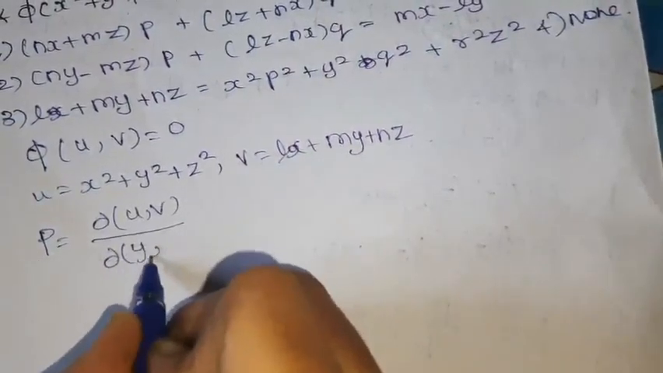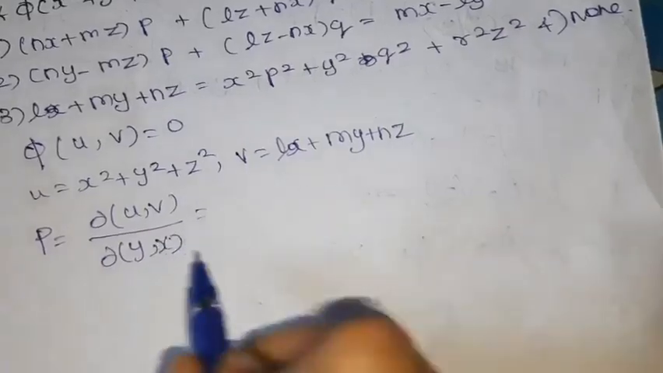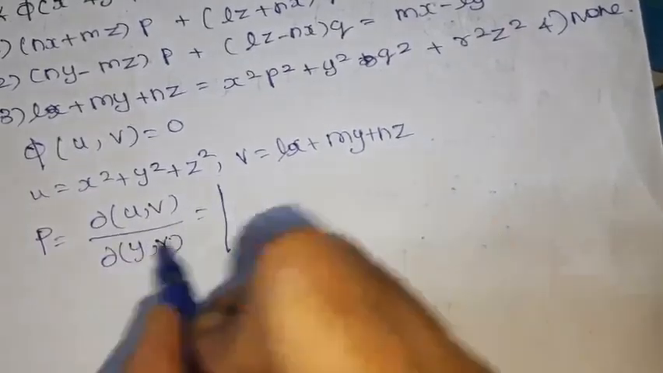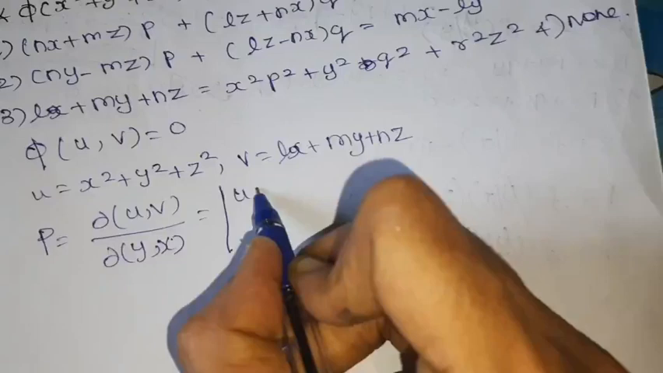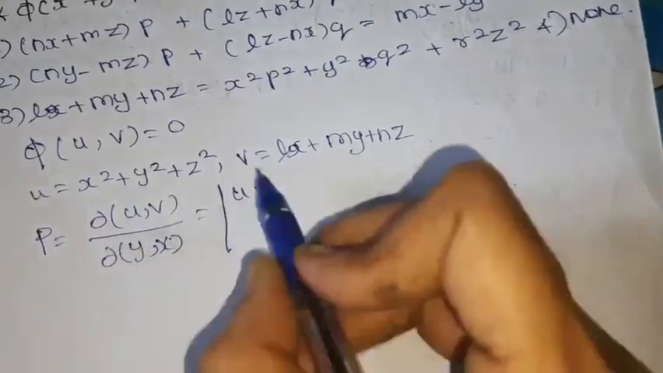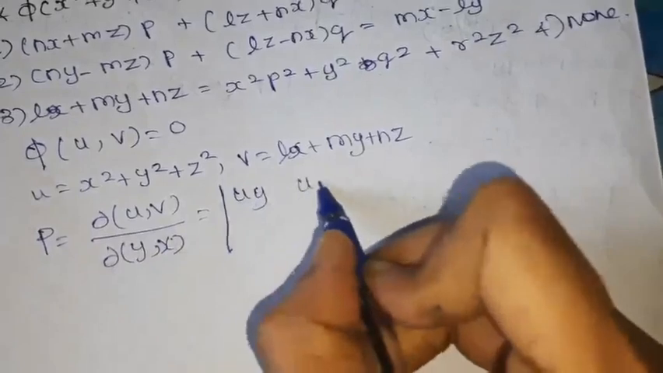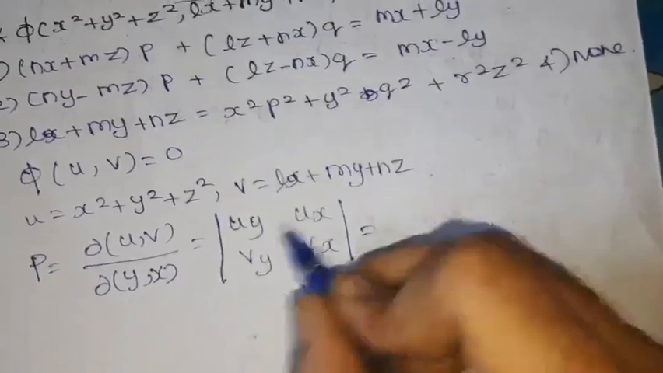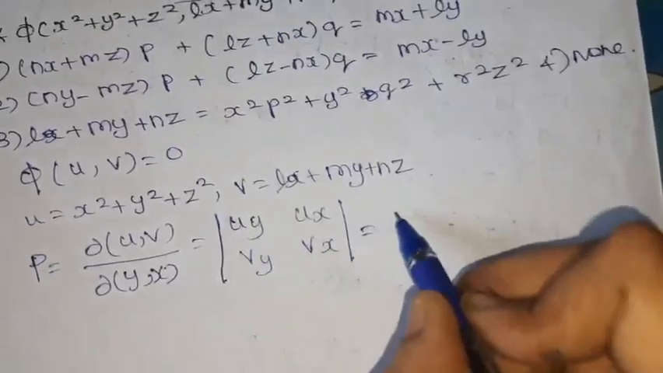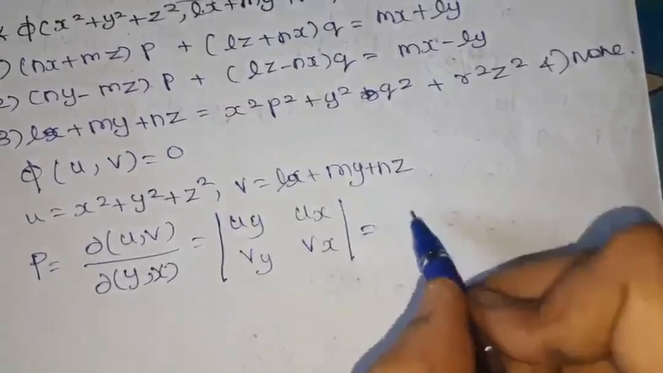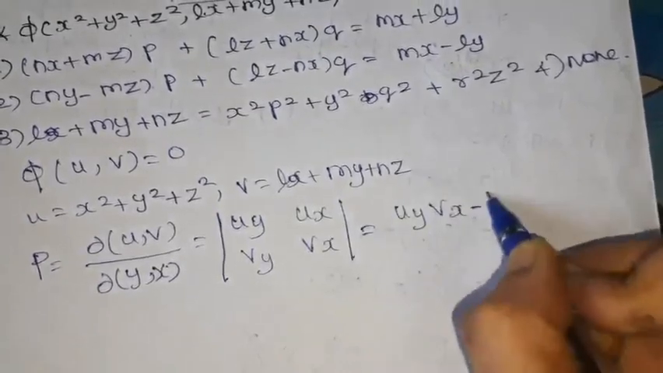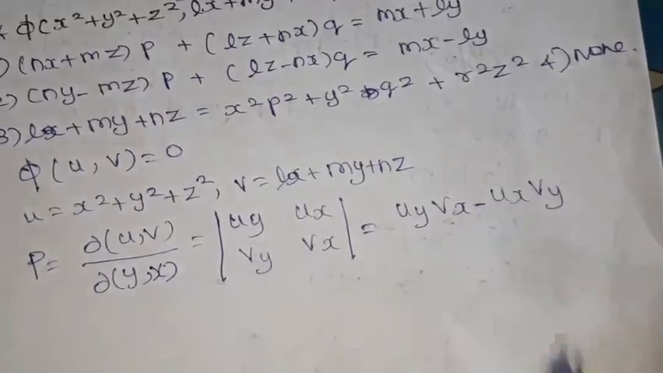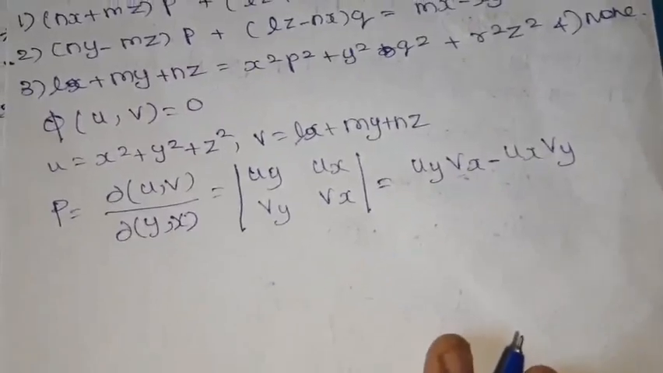y comma x. How can we write this in matrix form? See, I am writing in simple form: uy, ux here, vy, vx. What we will get? Taking the modulus determinant, what we will get? uy vx minus ux vy, right? uy vx minus ux vy equal to p. So we need to find out these terms.